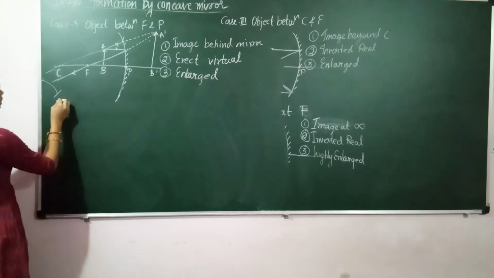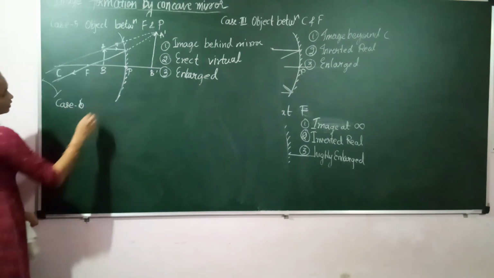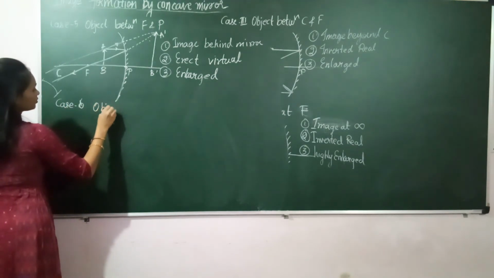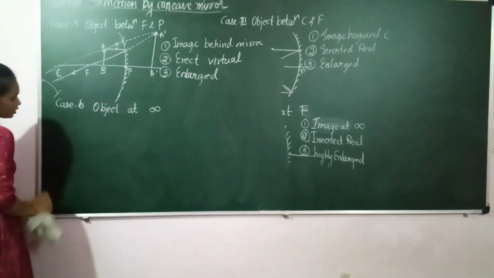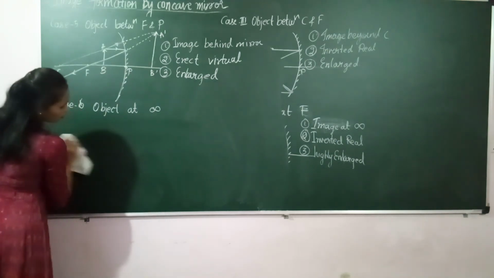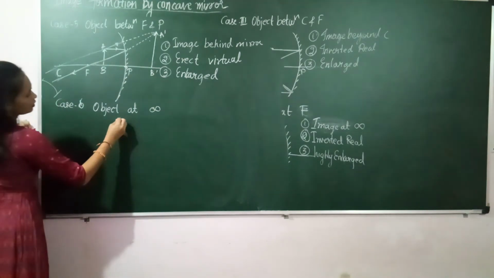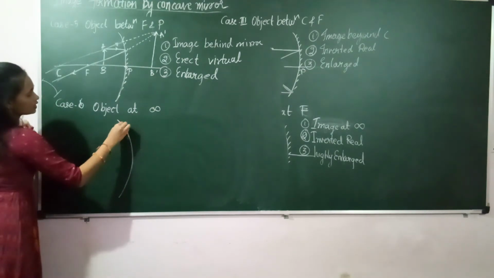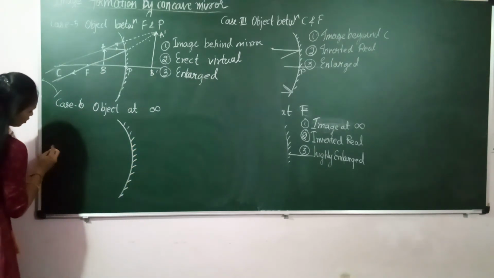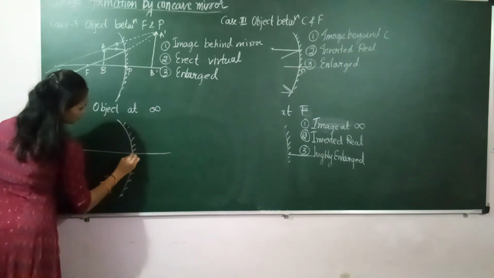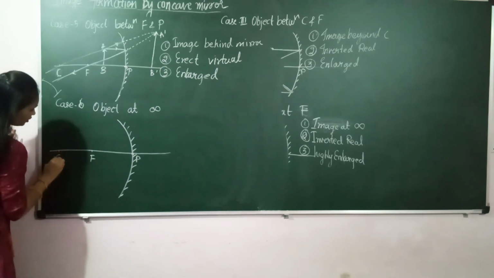Next we will study the sixth case, object at infinity. When the object is placed at infinity, where will we get the image, and what is the size of that image? So this is our concave mirror. We will draw the principal axis, pole, focus point, and center of curvature.